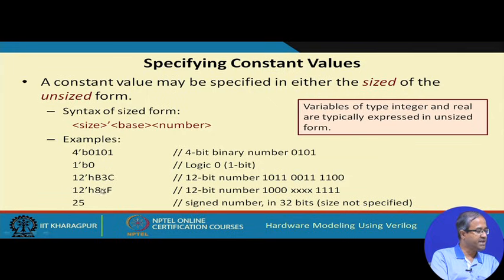Well, out of this I can have some x also, do not care, also 8'hxf. This is 8 bits, x means all xxxx, f, and if I write only 25, this is a signed number and by default it will be put in 32 bits. So, whenever you are using integer or real numbers, you typically do not use the size specifier, they are typically expressed in unsized form, right. Okay.